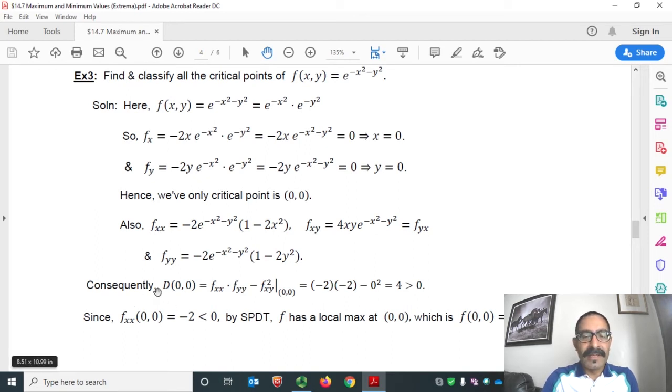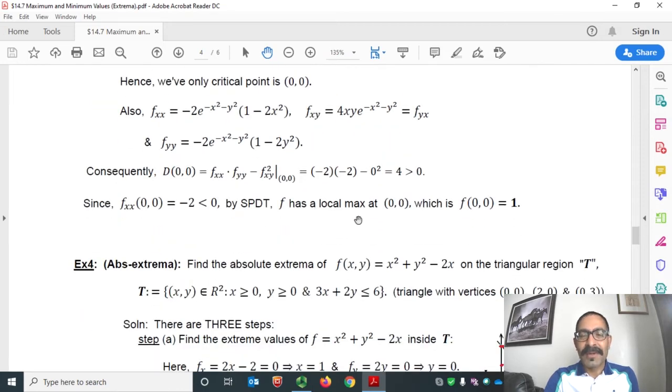Let's find the discriminant at the critical point (0, 0), which turned out to be 4, which is positive. So the discriminant is positive. Then next I need to see the sign of fxx at (0, 0). It turned out to be -2. Then by the second derivative test, f has a local maximum at the critical point. In the extra, I also computed the actual local maximum, which turned out to be 1. Awesome. I hope this makes sense to you all.